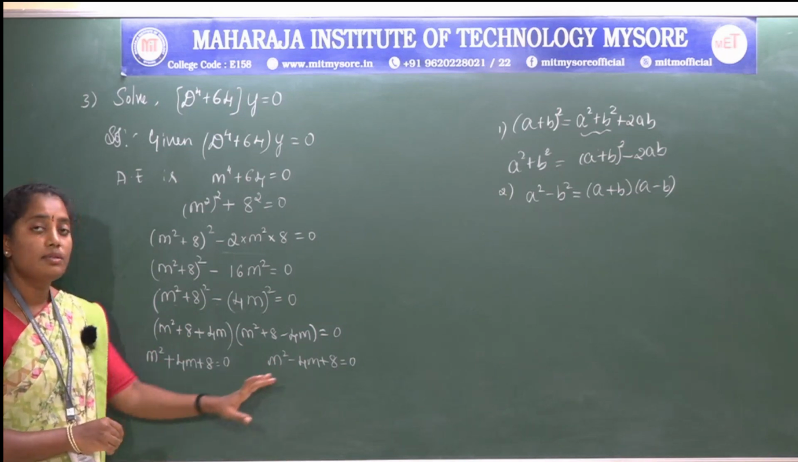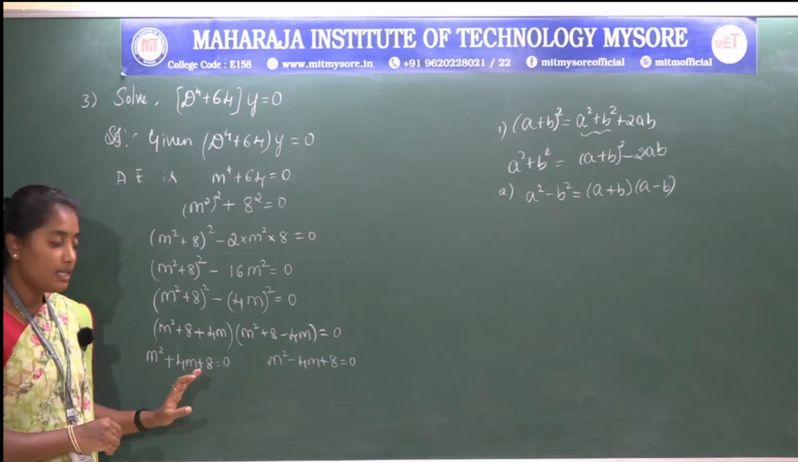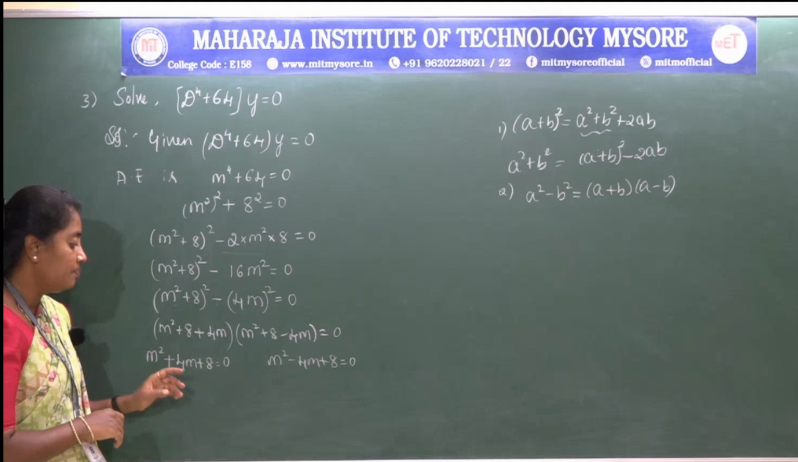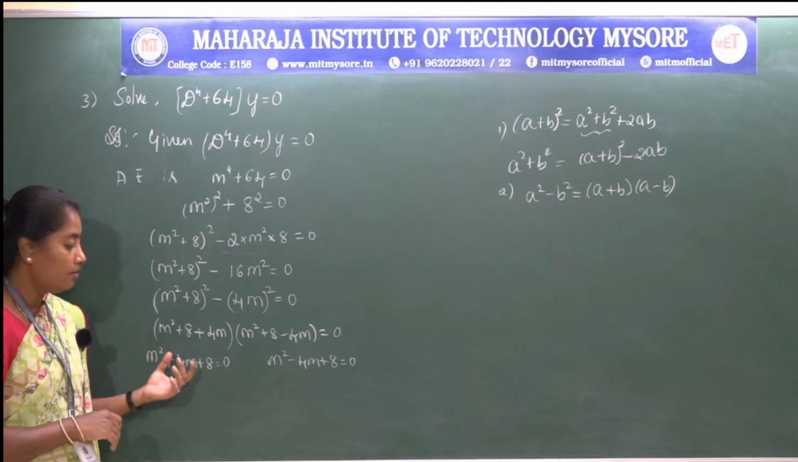So now we need to simplify this. To simplify this, first observe if it is possible to factorize this equation. Otherwise, applying the formula, we have to solve.